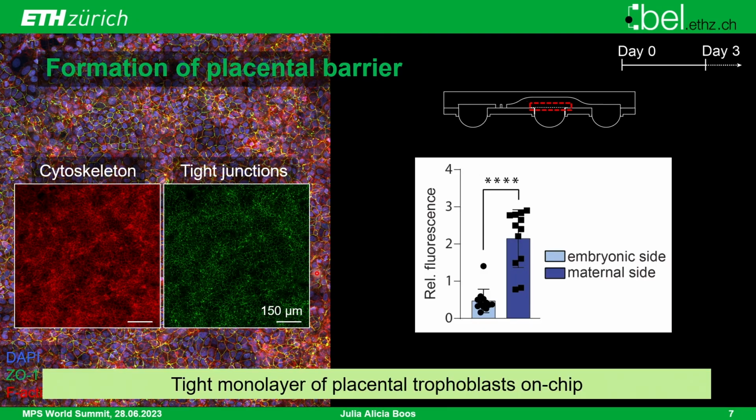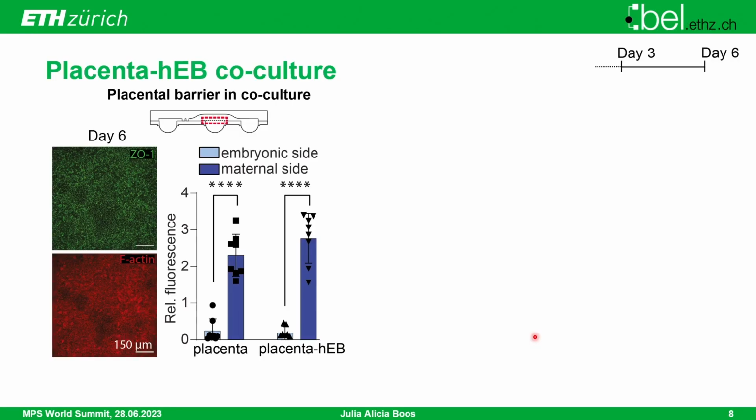And this result was also confirmed by a permeability assay for which we used a 40 kilodalton dextran molecule, where you can see a significant difference in fluorescent intensity between the maternal and the embryonic compartment, which also shows us that we have a tight barrier in the device after 3 days of culture.